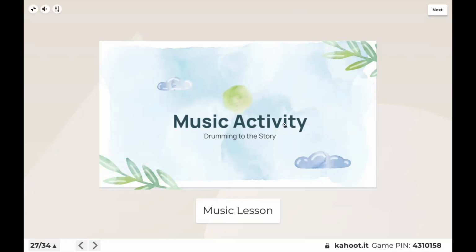And so the music will go to the dynamics of the story. So you could play loudly or softly, or to the rhythm if you want to go fast or slow, depending on the animal or the part of the story. Whatever the student feels when they hear the story is the music that they're going to play.